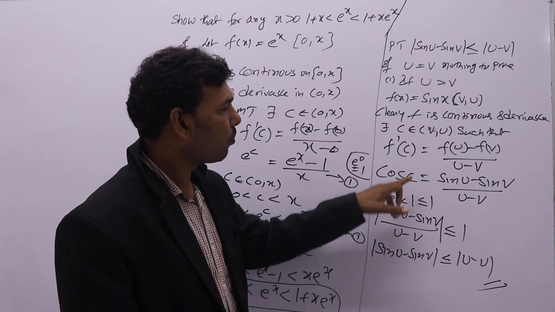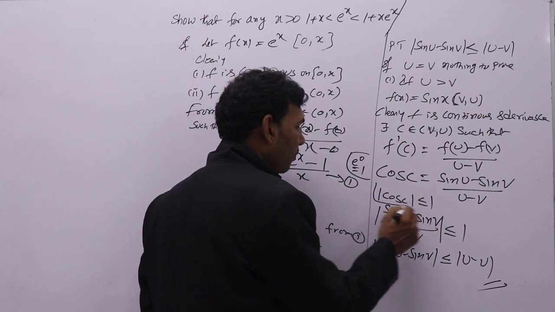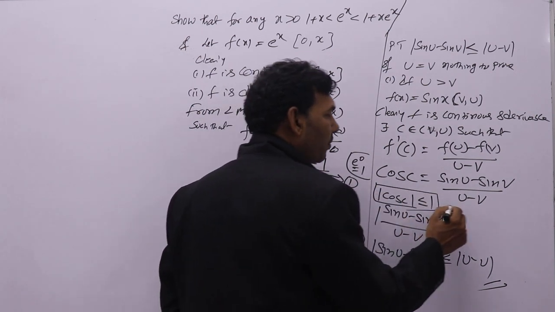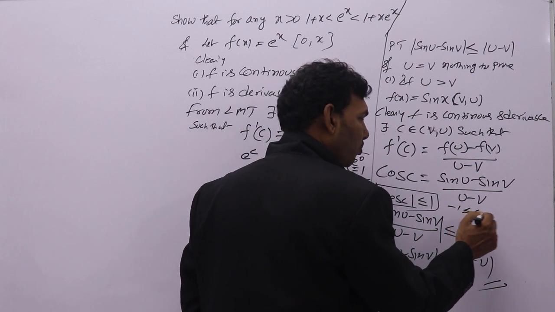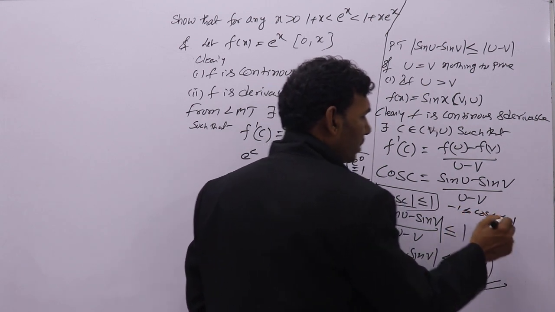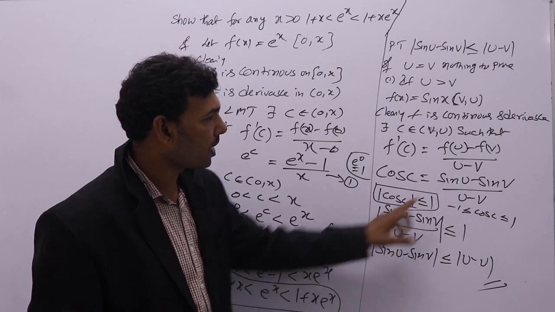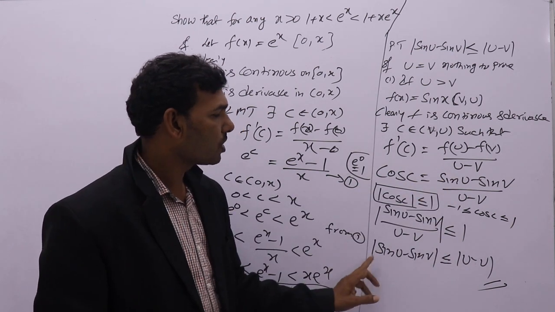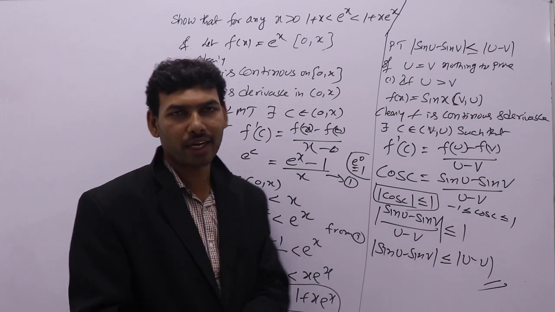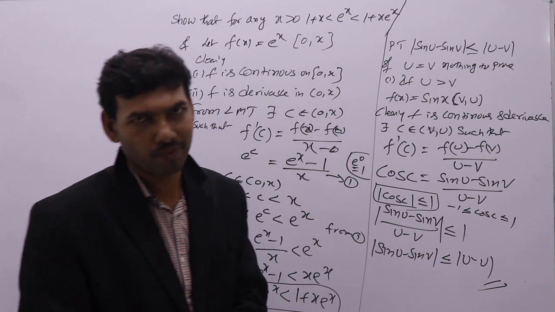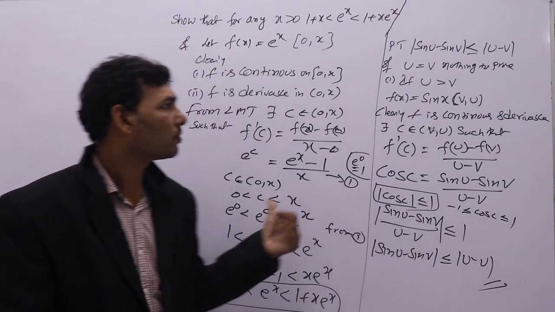Like this, we know this value is important for this problem: cos lies between minus 1 and 1, cos and sin both. That can be written like this: mod cos c is less than or equal to 1, which means this value, its modulus, is less than or equal to 1. So mod sin u minus sin v is less than or equal to mod u minus v. Are you clear? Any doubts?